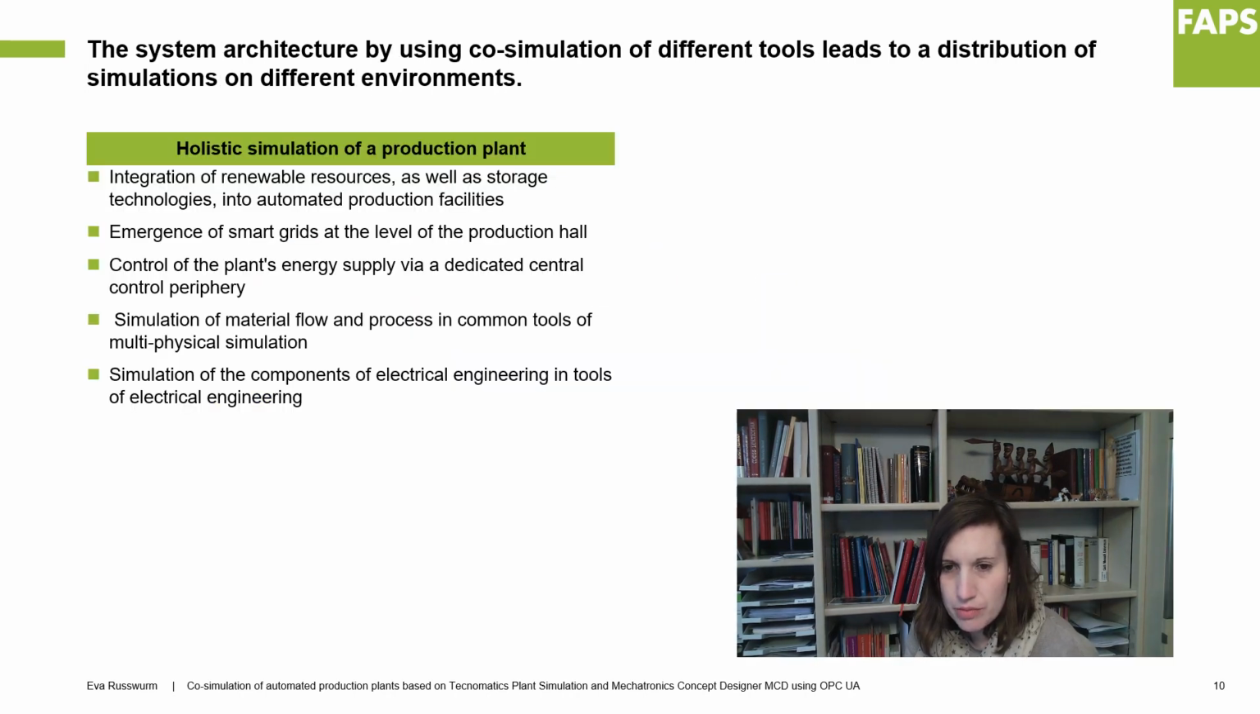Why do we use a simulation of a production plant which is holistic, which uses different aspects? That's in order to integrate new renewable resources as well as storage technologies into automation production plants. So the smart grids can be established at the level of the production hall, and we want to control the plant's energy supply via one dedicated central control periphery in order to gain more advantages against the power supplier.